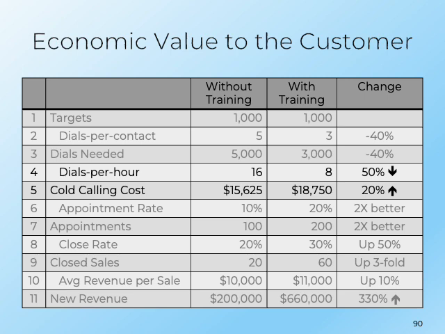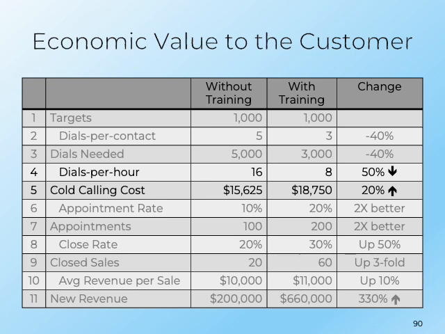So let's take this a couple of steps farther, such as by calculating the cost impact of the training, which you should also do for your solutions, because even the best of solutions involve added costs somewhere. For example, let's say the prospect tells us that the loaded rate for one of their salespeople is $50 an hour. Without the training, the team churns through their list at a rate of 16 dials per hour, as you can see on line 4.